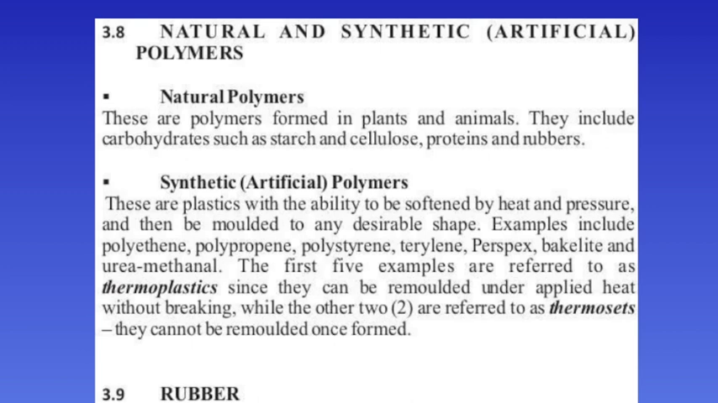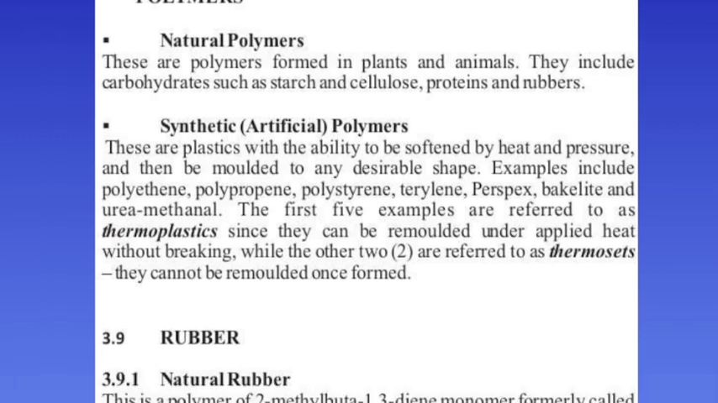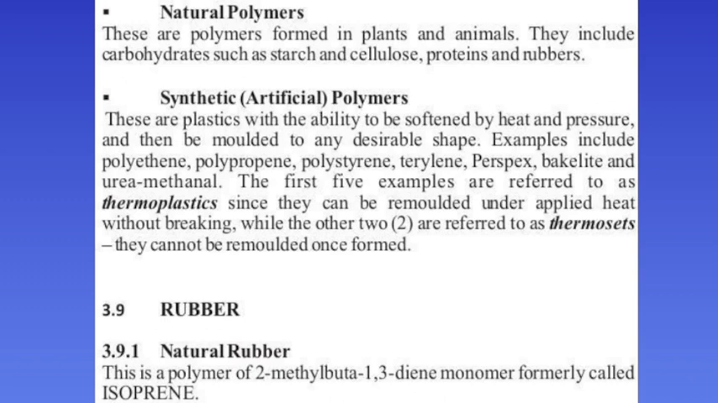Natural and synthetic polymers. Natural polymers are formed from plants and animals, and they include carbohydrates such as starch and cellulose, protein, and rubber. On the other hand, synthetic polymers are plastics with the ability to be softened by heat and pressure, and they can be molded into any desirable shape. Examples of such plastics include polyethylene, polypropylene, polystyrene, terylene, perspex glass, bakelite, and urea methanal. The first five examples are referred to as thermoplastics, since they can be remolded under applied heat without breaking, while the other two are referred to as thermosets because they cannot be remolded.